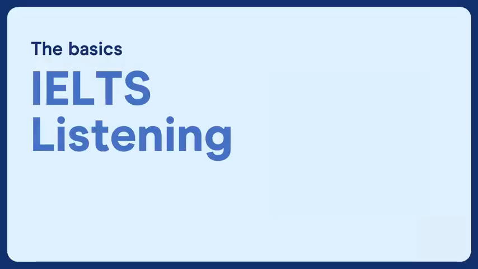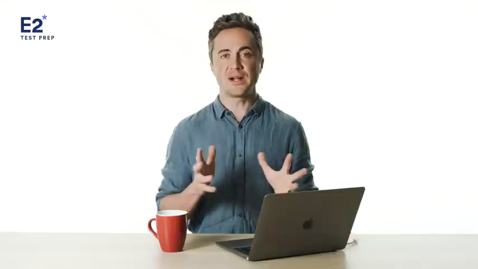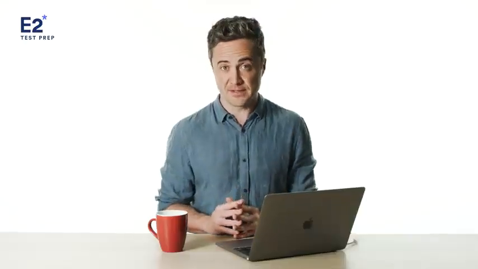Okay, before we go through all the different listening question types and whether or not you can write your answers in capital letters, let's just recap the basics. In IELTS listening, you'll get 30 minutes to complete 40 questions. There are 4 sections. Each section has 10 questions. And as I mentioned, there are 6 different question types. All right, let's take a look at each of those different sections.